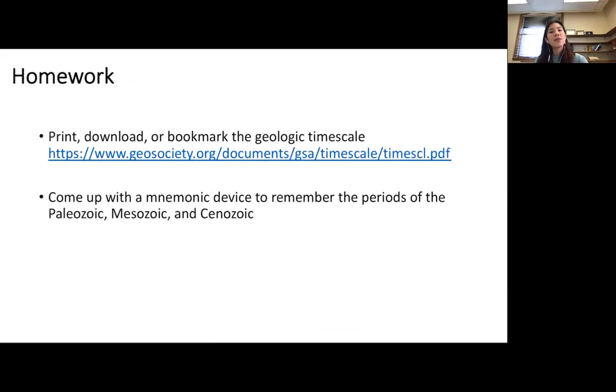All right, so now that we've gotten a little bit more familiar with the geologic timescale and with the current geologic epoch in which we live, the Holocene, I'd like you to get a little bit more familiar with it. So please print, download, or bookmark the geologic timescale from the Geological Society of America, and then come up with a mnemonic device to remember the periods of the Paleozoic, Mesozoic, and Cenozoic.